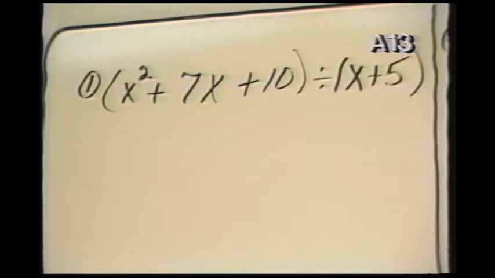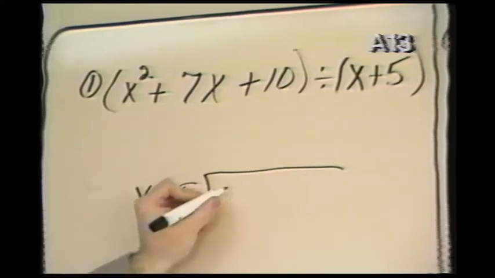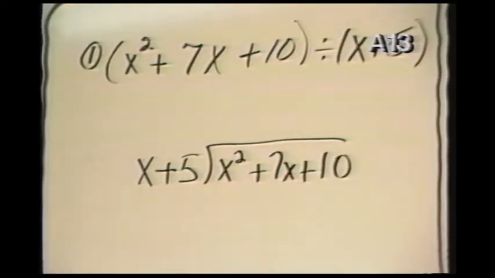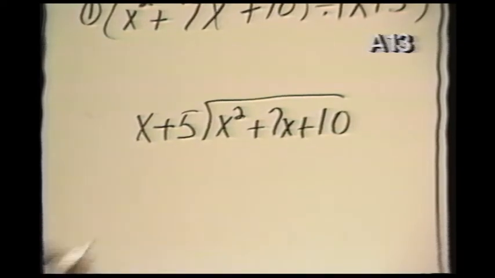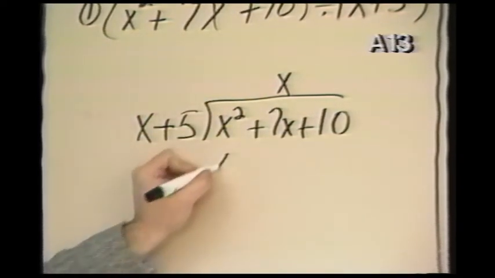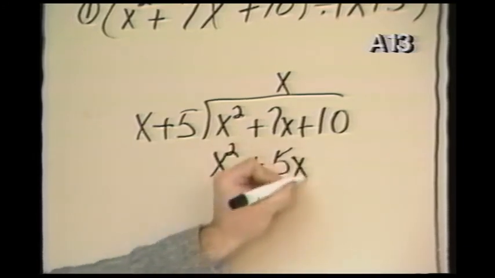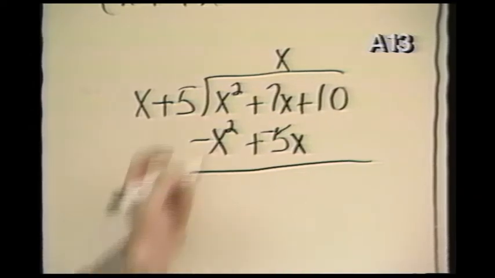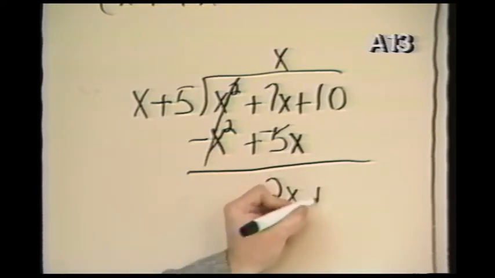x squared plus 7x plus 10 divided by x plus 5. What we're going to have is x plus 5 going into x squared plus 7x plus 10. Match the first term by multiplying. What times x is this first term, x squared? The answer is x. x times x, x squared. And then we take this x and multiply it by 5. x times 5 is 5x. I draw the line, change the signs of the bottom term. That's what I mean by draw the line, change the sign. And then I add. The x squareds cancel out, and I get 2x plus 10.